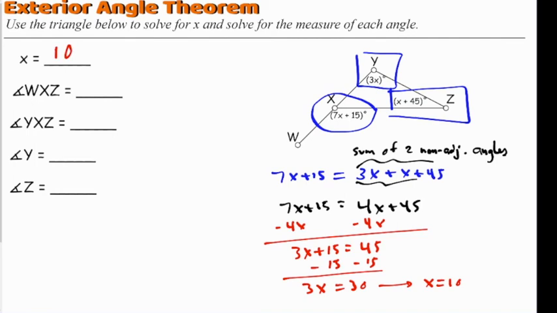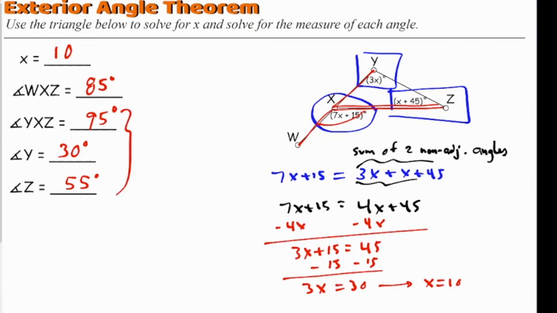Now, angle WXZ. WXZ is the exterior angle. We'll plug in 10 for x. That'll give us 85 degrees. YXZ is the angle adjacent to WXZ. So since it's adjacent and a linear pair, we can subtract 85 from 180, and that gives us 95 degrees. Angle Y, we're going to replace x with 10, and we get 30 degrees. And angle Z, when we replace x with 10, we get 55 degrees.